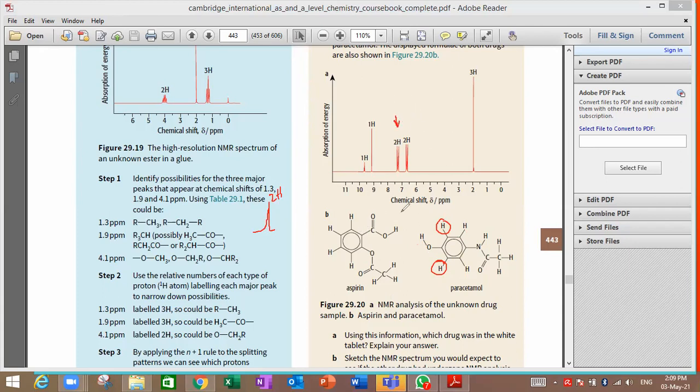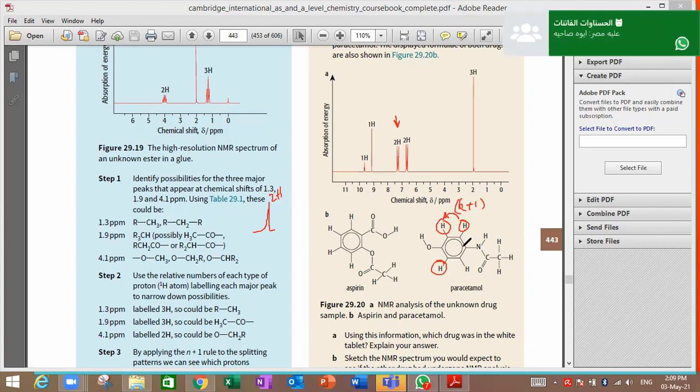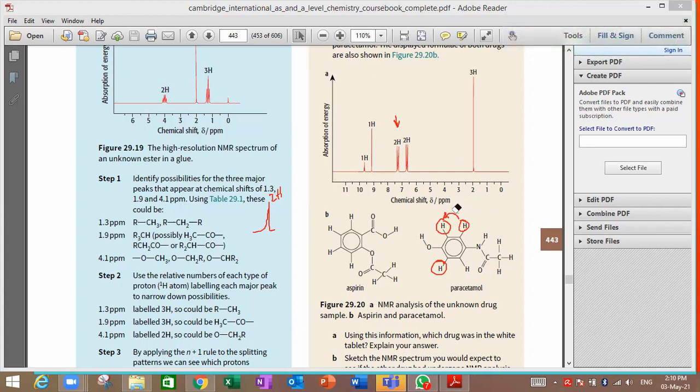But here it was doubled. Why? Because every one of them is a neighbor to another CH. This H will split this one by an N plus 1 peak. So 1 plus 1 makes 2. It will appear as a doublet. Oh, so it's because their neighboring carbon had an H. Yes. Because its neighbor has an H. So this H will double the peak of these two H's according to the rule N plus 1.